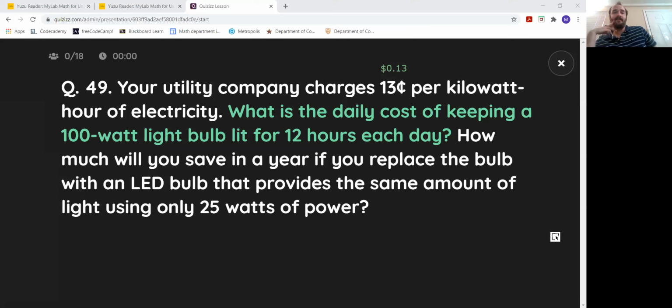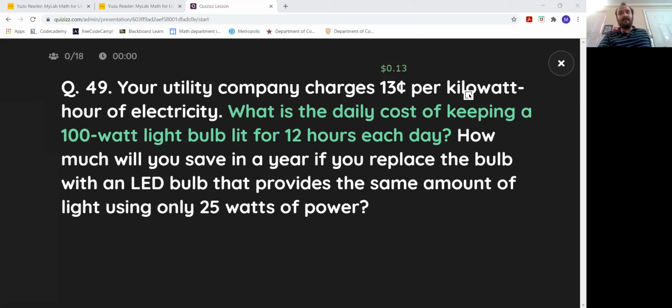Per kilowatt hour of electricity, what is the daily cost of keeping a 100-watt light bulb lit for 12 hours each day? How much will you save in a year if you replace the bulb with an LED that provides the same amount of light using only 25 watts of power? There's a lot here, but we want to start with the daily cost of keeping a 100-watt light bulb lit for 12 hours each day.